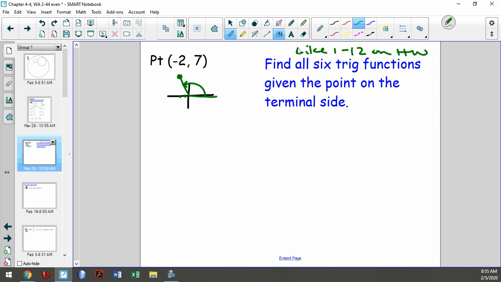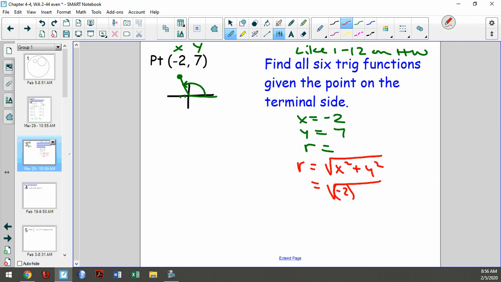Now, what this implies is that this is x and this is y. Would you agree? So that means x is going to be -2, y is going to be +7, and you have to find r. Do we all understand what I just said? So let's find r. r is equal to the square root of x squared plus y squared. So that's going to be the square root of (-2) squared plus 7 squared. You must put the -2 in parentheses because you're squaring that negative as well. So that's going to give you the square root of 4 plus 49. So r is equal to the square root of 53.